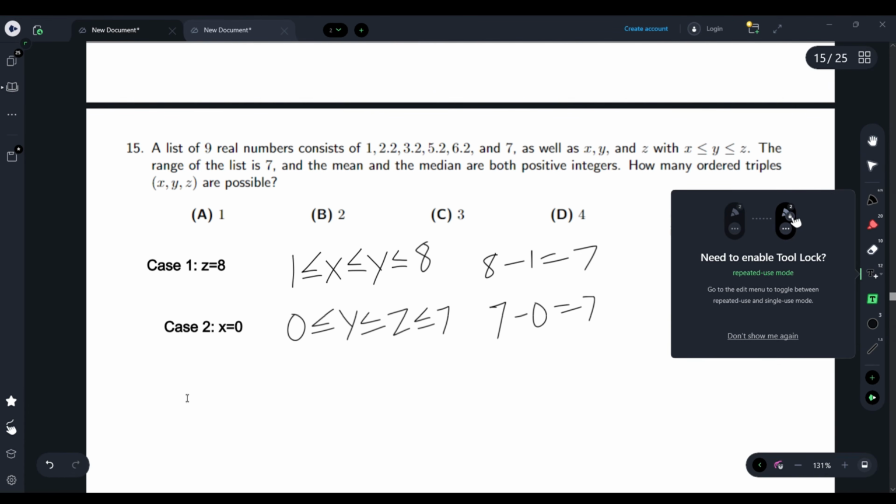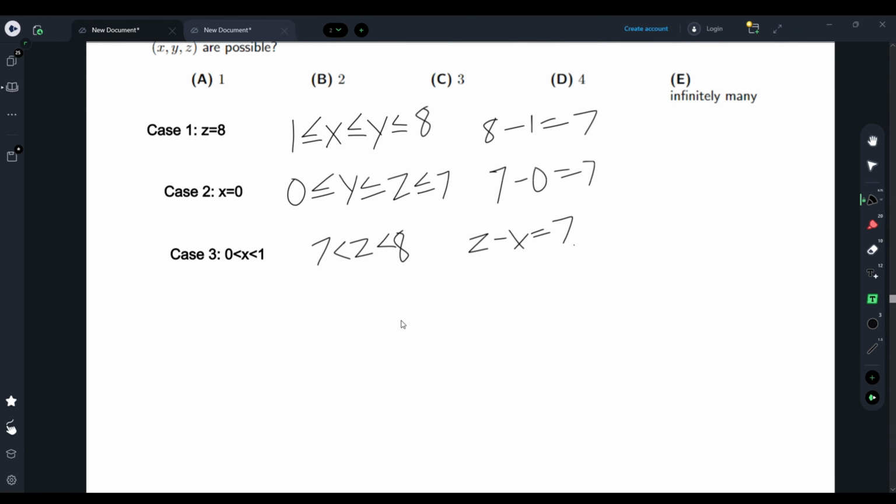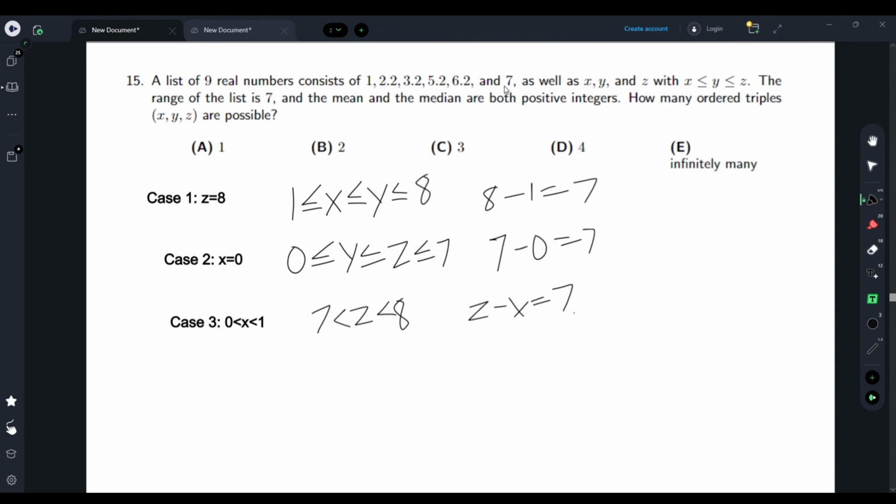So 7 minus 0 is 7. And case 3, 0 is less than x less than 1. So that means that 7 is less than z is less than 8. And this is where z minus x is equal to 7. So you might be like, well, why can't z be 6? If z is 6, then 7 is the greatest number, and z will not be counted in the range. Because keep in mind, the range is the highest value minus the lowest value. Same with if z is 9, then x would have to be 2, and 2 is no longer the smallest value. So these are our only 3 cases.